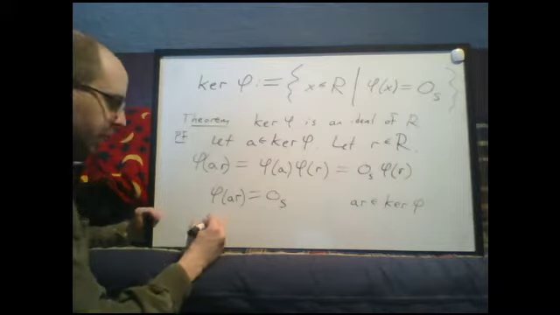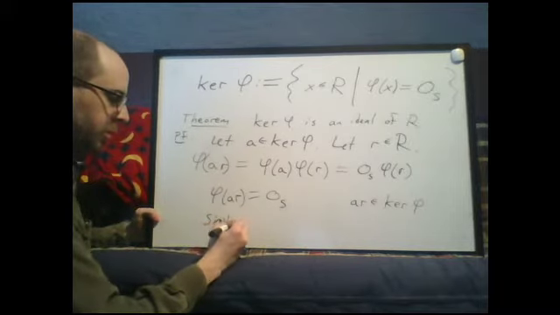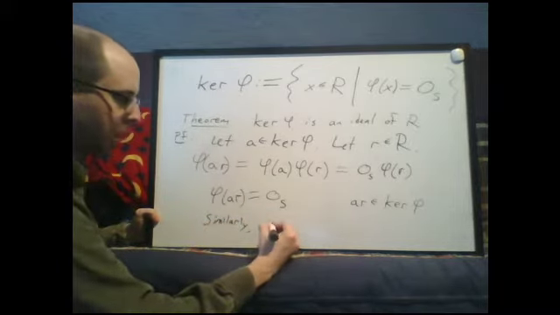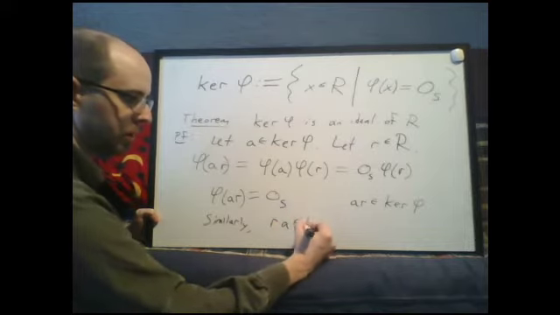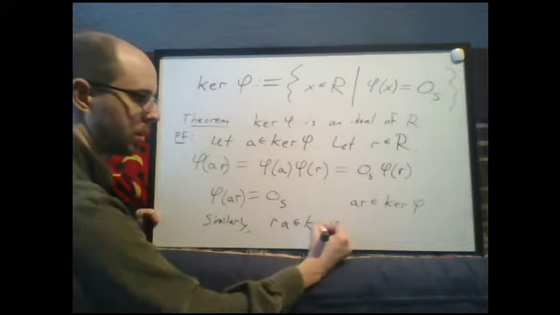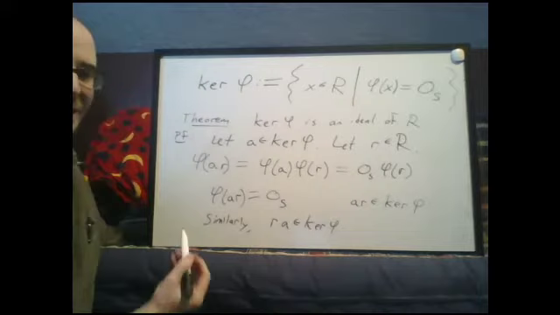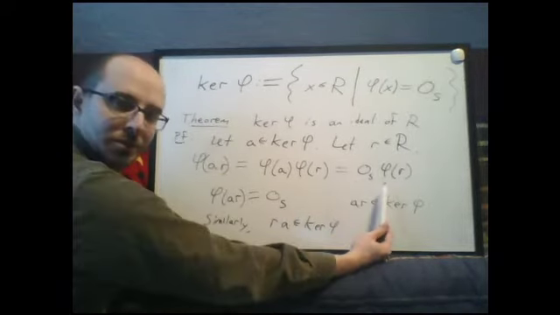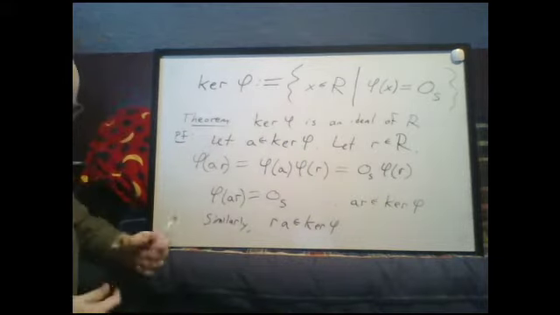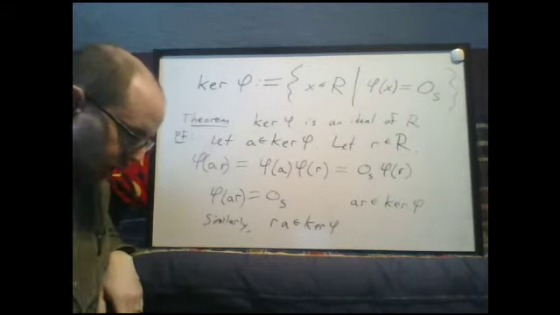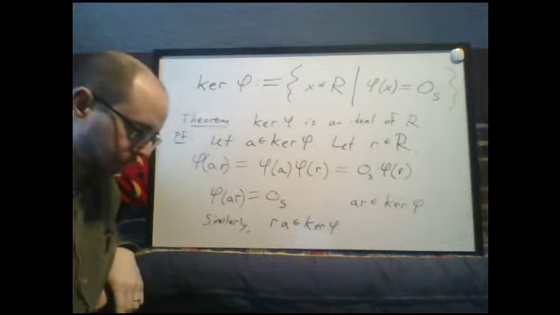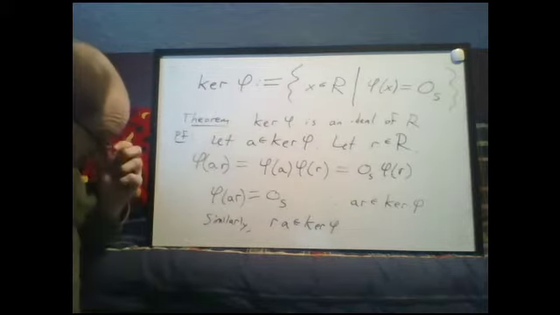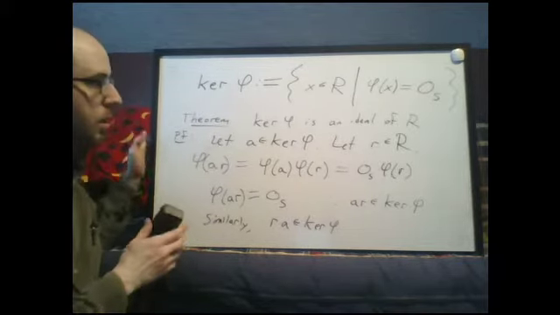And similarly, I won't write it, but similarly, r times a is an element of the kernel. So it's an identical argument. It would be phi of r times 0, which we know would be 0. All right. So kernel of phi is an ideal.